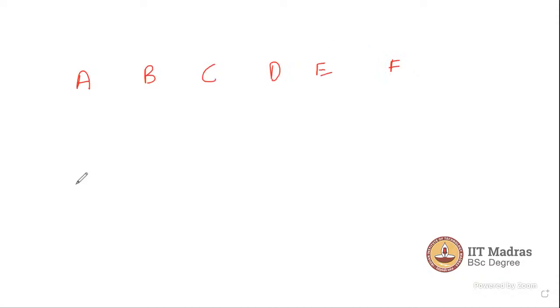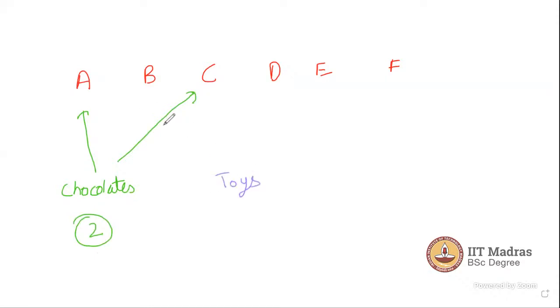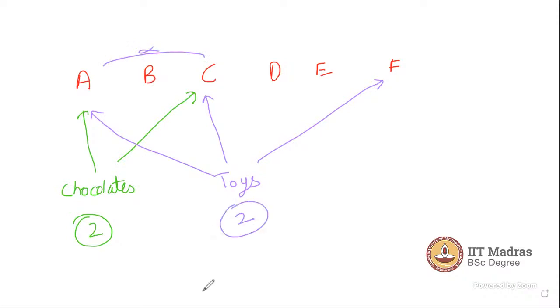So first you have chocolate. Chocolate can go to either A or F, so I have 2 ways to distribute chocolate, right? Next you have toys. Toys can go to A or F, but one of them has already received the chocolates, so I cannot give toys to them. So one of these is eliminated, and I am again left with 2 options.